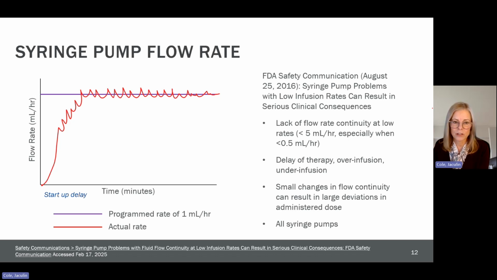So in their communication, they stated that there was a lack of flow rate continuity at low rates, less than 5 milliliters per hour, but especially when less than 0.5 milliliters per hour. And this could result in delay of therapy, overinfusion, or underinfusion. And even small changes in flow continuity could result in large deviations in the administered dose.